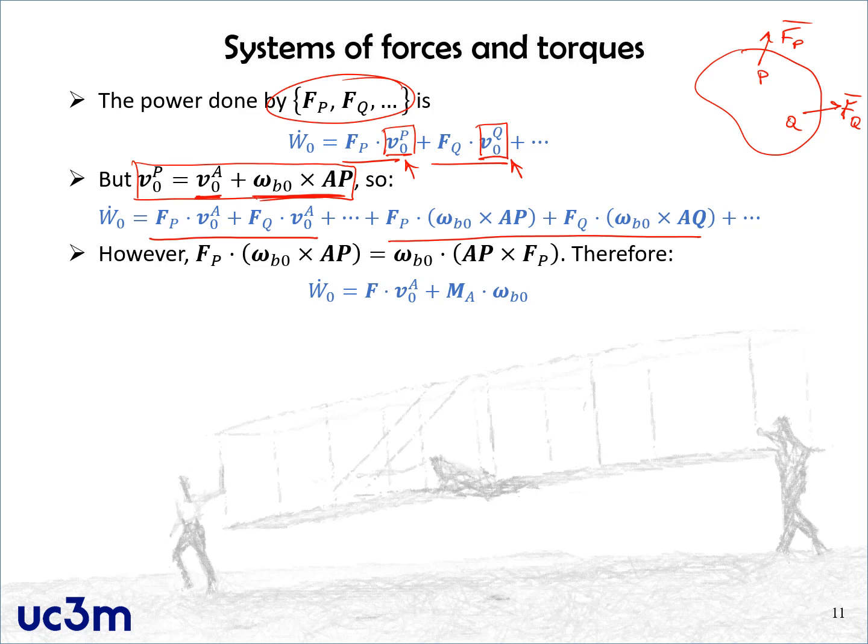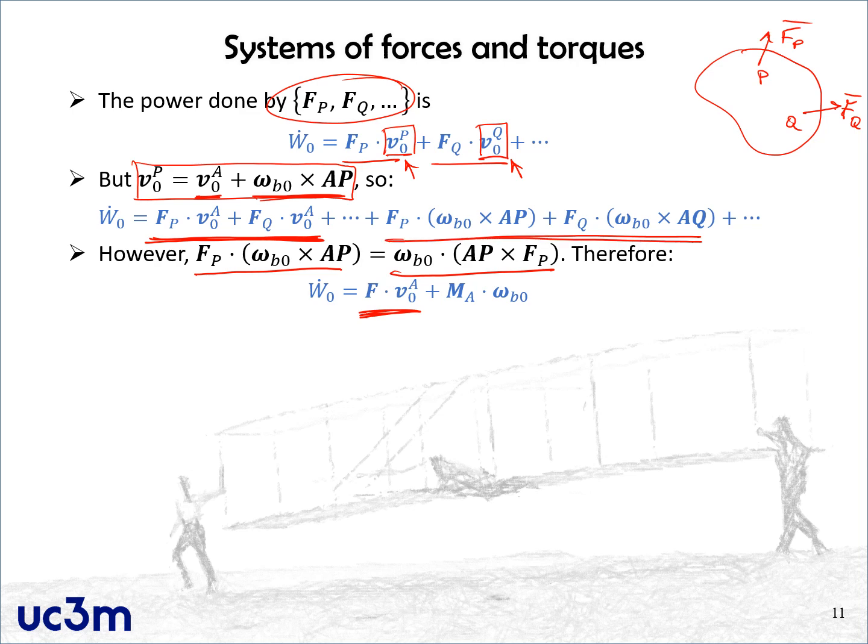About this second family of terms, observe that they are basically mixed products. In other words, they are a combination of a dot product with a cross product, and there is a property that tells us that we can rewrite them in this way. We can reorder the factors without affecting the result. So finally, the first family of terms is essentially the sum of all the forces multiplied by VA. That gives us the resultant force multiplied by VA. This looks like the power that the resultant force is doing as if it were applied on the point A.